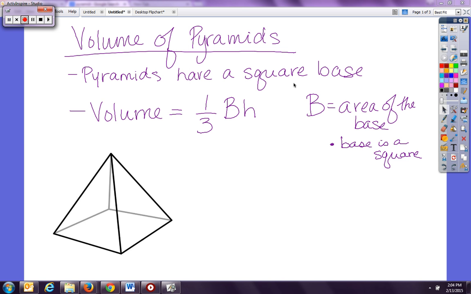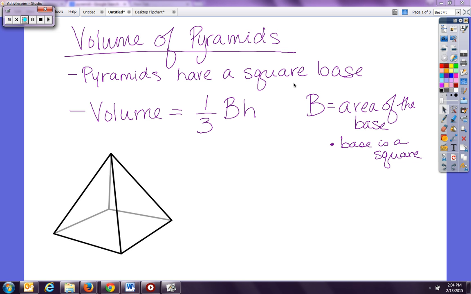Okay, so now we're going to talk about volume of pyramids. Now pyramids, one thing you want to understand is pyramids have a square base. So they are a three-dimensional shape with one base and triangular lateral faces. Lateral means up and down.